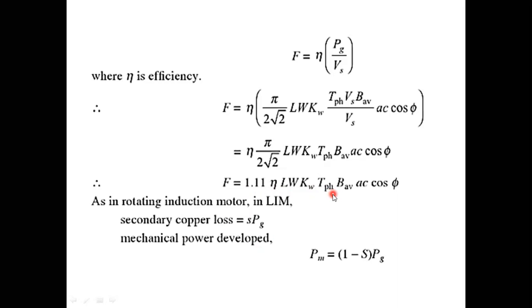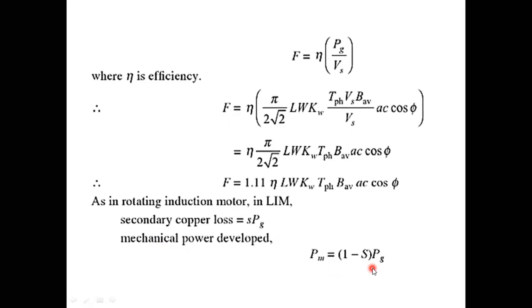Then this is nothing but the thrust, the linear force developed equation expression from gross power developed. And next, as in a rotating induction motor, in a linear induction motor, the secondary copper losses is equal to S times Pg. Mechanical power developed, P suffix M, is equal to (1 minus S) times Pg value. Normal conventional induction motors have the same expressions for the secondary copper losses and also the mechanical power developed.